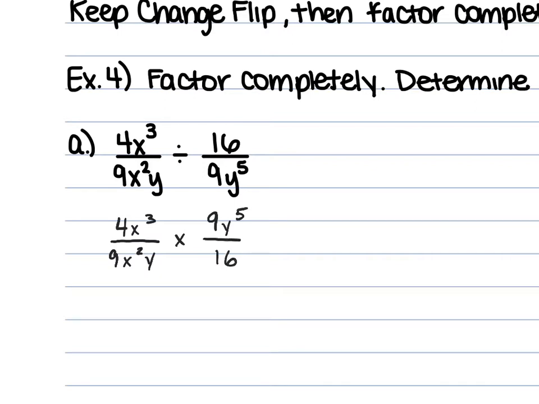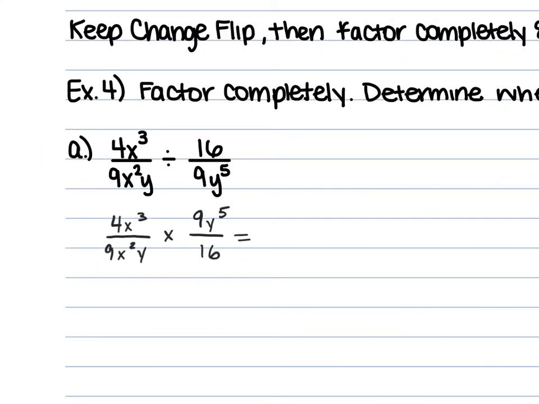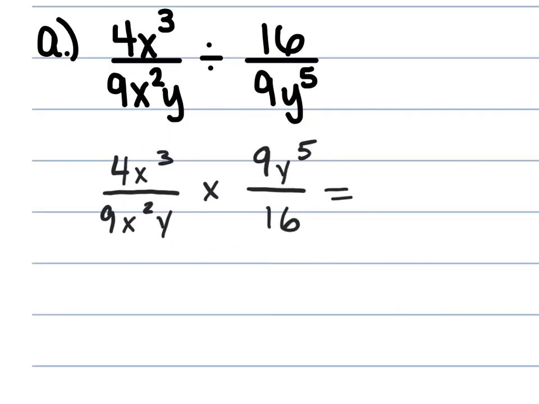Okay, so now we're back to where we were earlier on the previous one, where we can start seeing if anything cross cancels, if anything is going to simplify for us. So let's work this out now. It also says determine where the expression is undefined. So what can I do? Cancel out the 9. These 9s are going to cancel out. 9 goes into 9 once, 9 goes into 9 once.